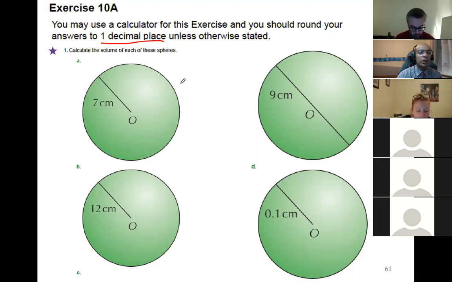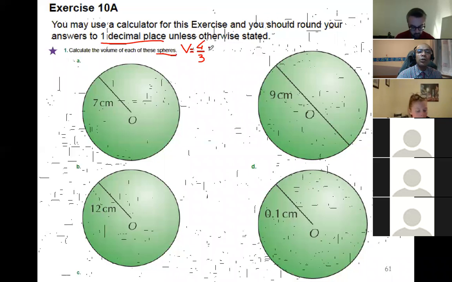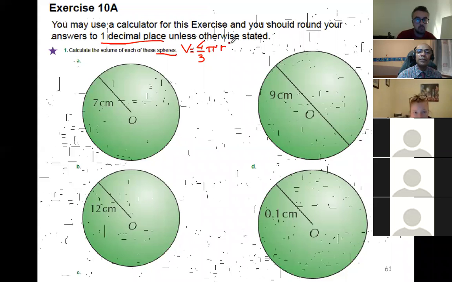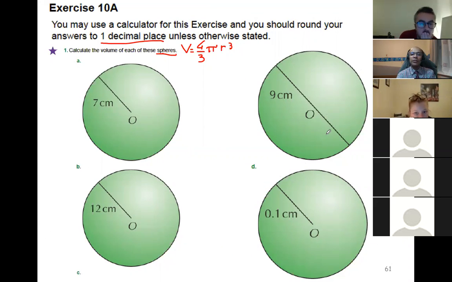So you open your formula list because they've told us these are spheres. V equals 4/3 pi r cubed. So this is A, B, C, and D. So let's do C together.